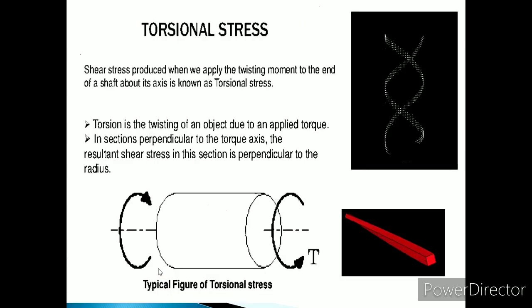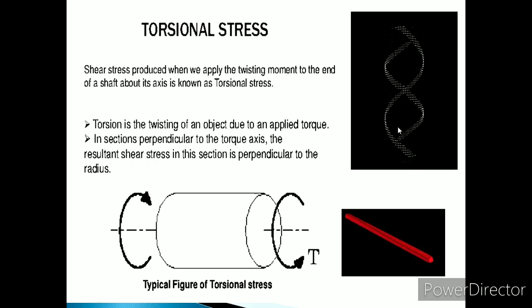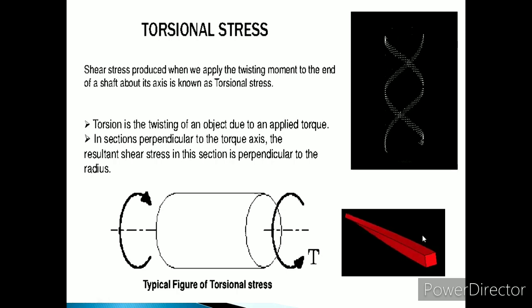Next one, the different types of stress, that is torsional stress. Just look here. This is a simple animation video. This is a simple wire with a simple torsion. This is another animation video. This is also under torsional action.